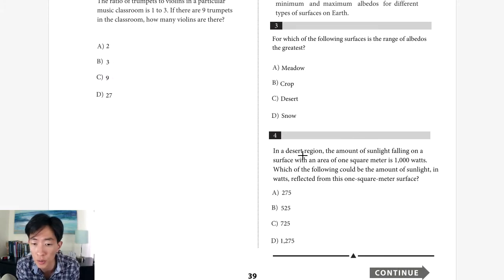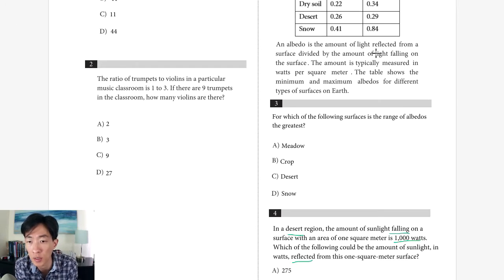Question 4. In a desert region, the amount of sunlight falling on a surface with an area of 1 square meter is 1,000 watts. Which of the following could be the amount of sunlight in watts reflected from this 1 square meter surface? So the reason I underlined falling and reflected is because I remember that was part of the original equation. So let's look at it. It says an albedo is the amount of light reflected from a surface divided by the amount of light falling on a surface. So if I were to write that briefly, we're going to say reflected divided by falling, and that's going to give us the amount of albedos.